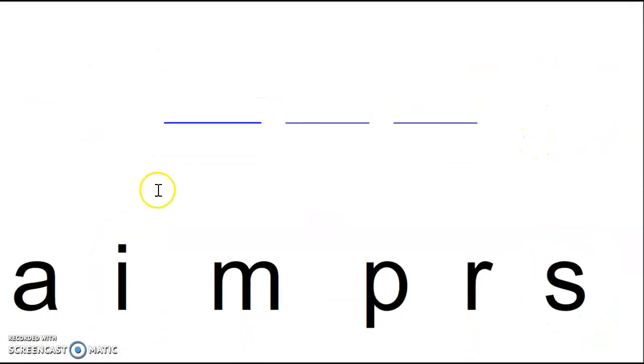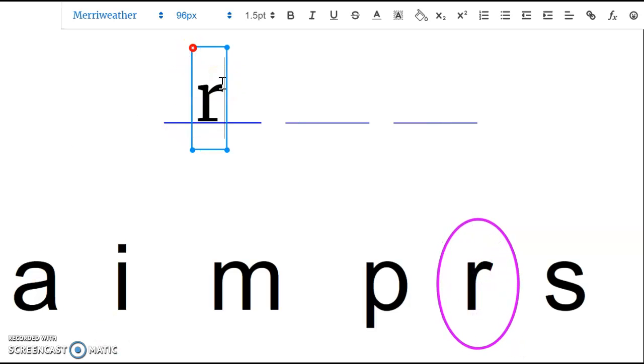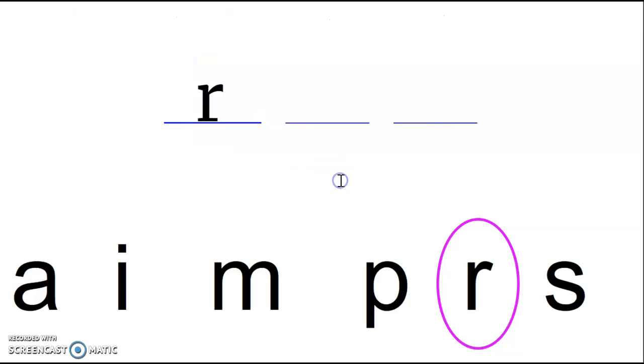Our next word has 3 letters in it. Our first letter is R. Which letter below makes the R sound? Say that letter out loud or point to it on your screen. If you chose letter R, you are correct. Letter R is our first letter of our word.